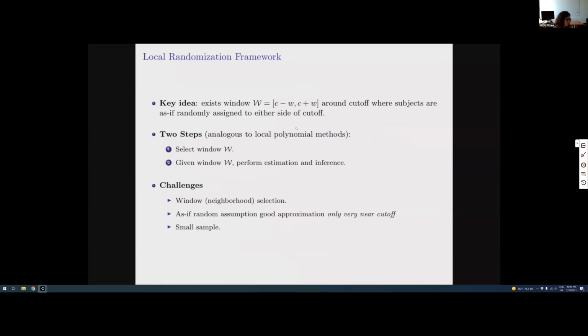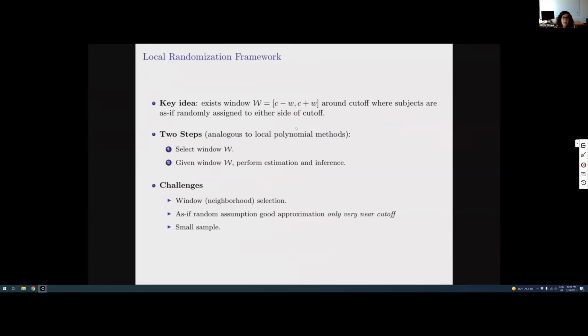So basically, if you're willing to make those assumptions, and we'll see, and we can validate this to some extent, then if this assumption holds, you can deploy all of the tools of the analysis of experiments that you already know to analyze a regression discontinuity design.